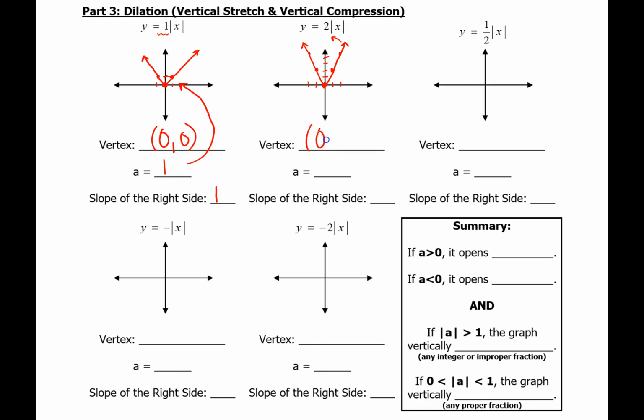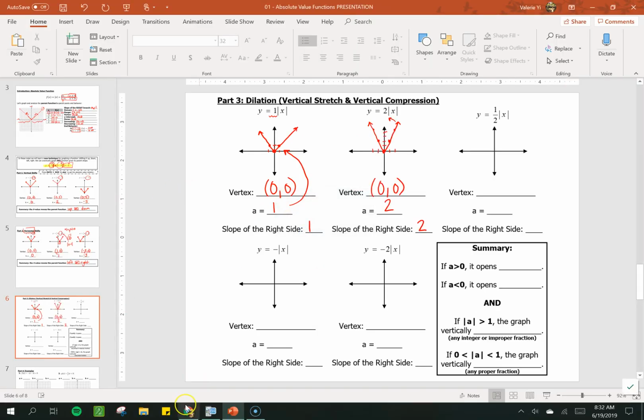So the vertex is still 0, 0. The a value didn't change that, but this a value of 2 changed the slope of the right side to also be 2. What do you think an a value of 1/2 being multiplied, 1/2 times the absolute value of x, is going to do? Do you have a good guess? Let's look at the picture and see if you're right.